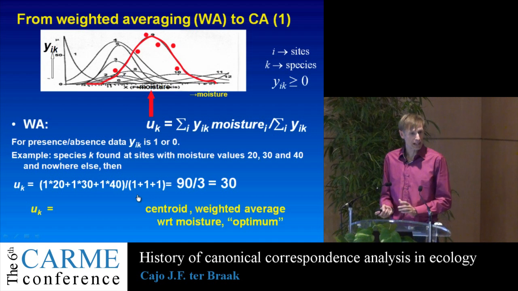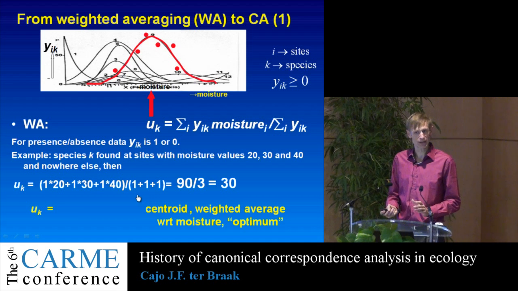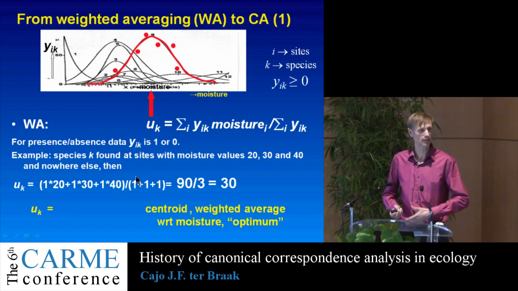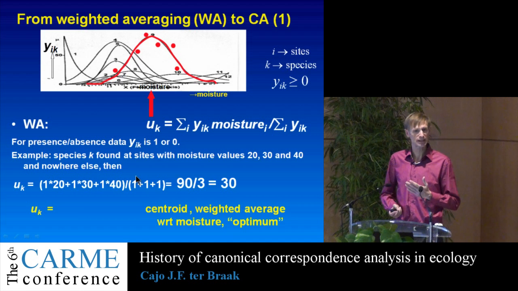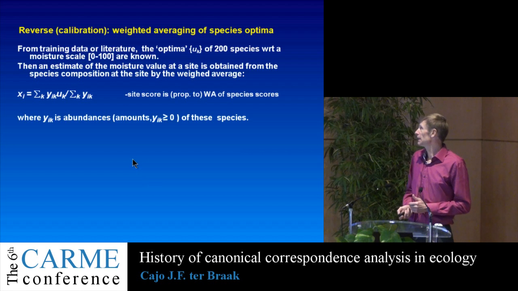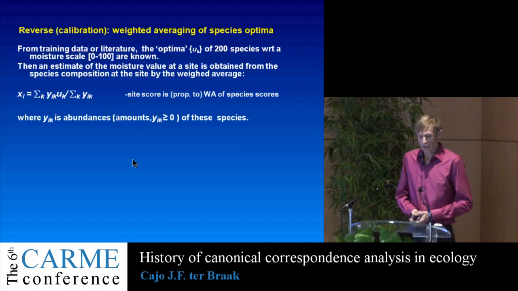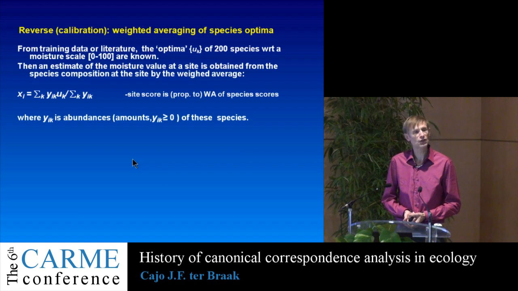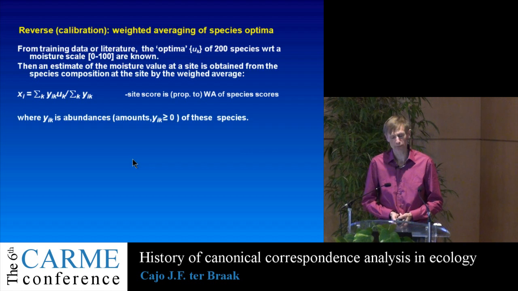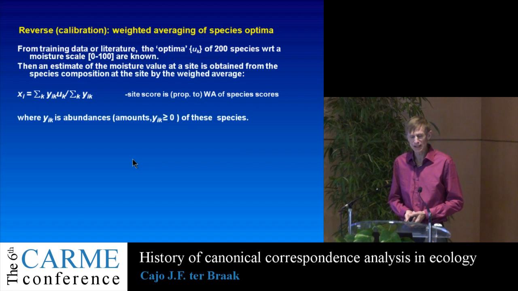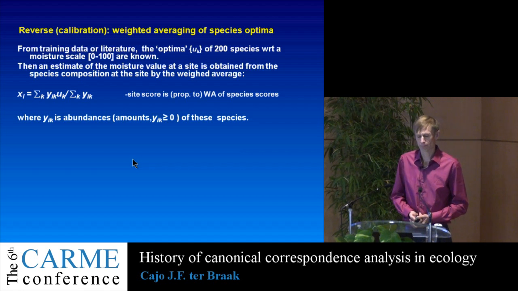Here it is a straight average if I just consider the ones, but if I consider also the zeros, the absences, then it's a weighted average, namely weight 1 for a presence and weight 0 for an absence. And reversely, if I know from some literature the optima of niches of 200 species with respect to a physical gradient, for example moisture, on a scale from 0 to 100, then I can estimate the moisture value at a site when I know the species composition.